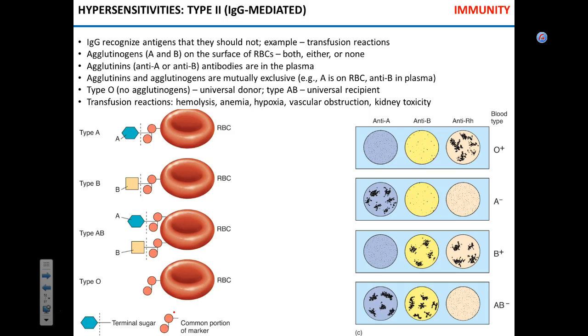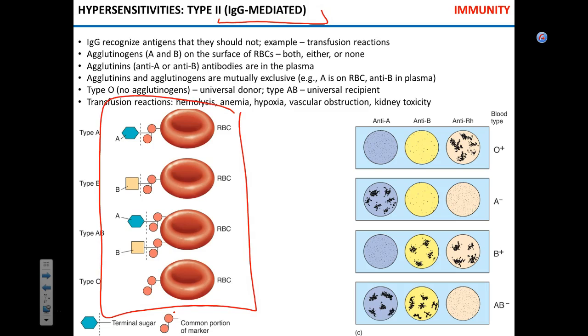Now, type 2 hypersensitivity. This one is mediated by immunoglobulin G that you already have, and that's your blood types. Let's quickly review. Immunoglobulins recognize antigens that shouldn't be there. Red blood cells on their surface may have antigen A, which is carbohydrate. It's also called agglutinogen. Antigen B, both of them, or none. So blood types, respectively, are called type A, B, AB, and O. Does that make sense?